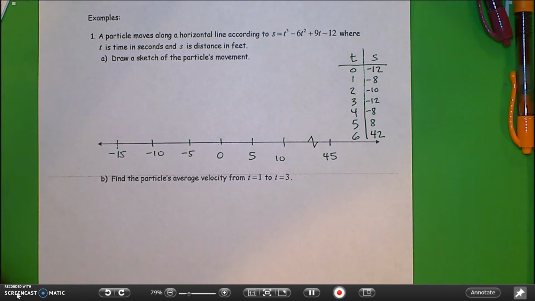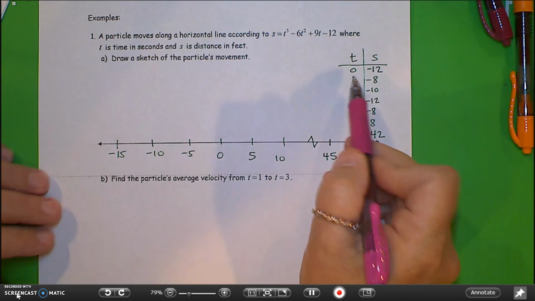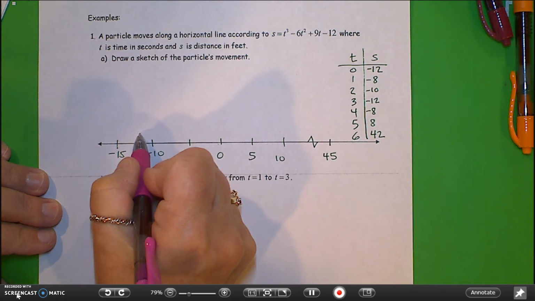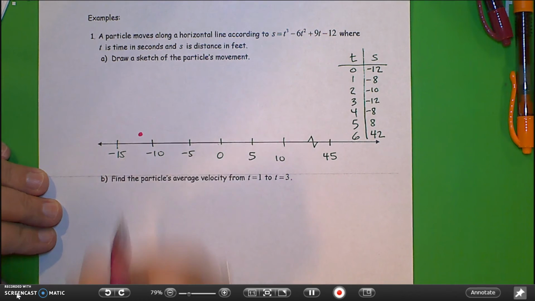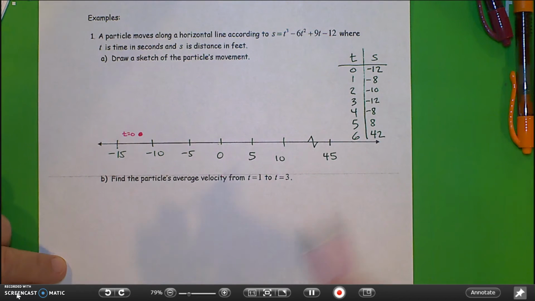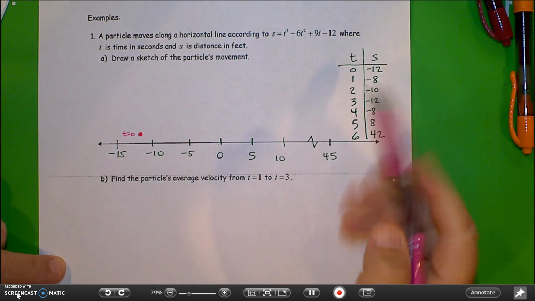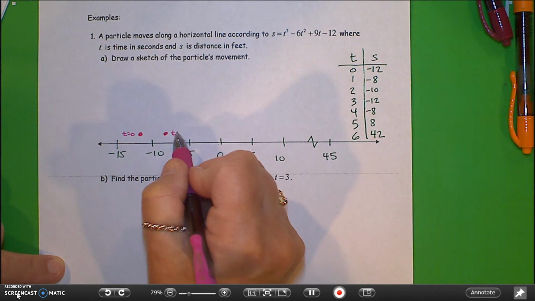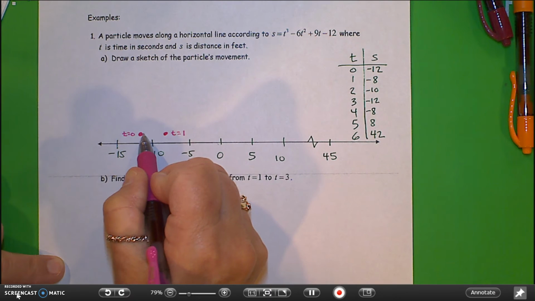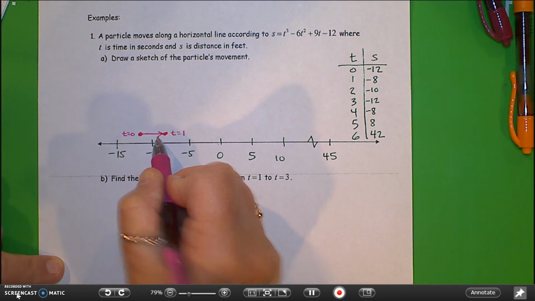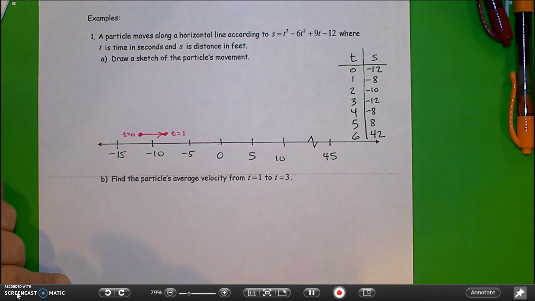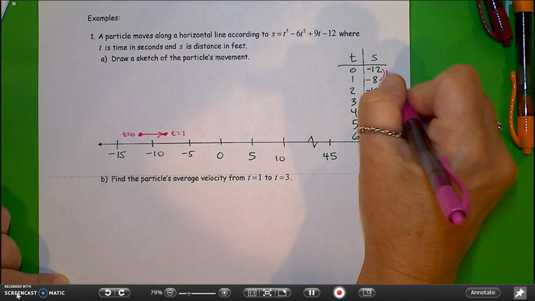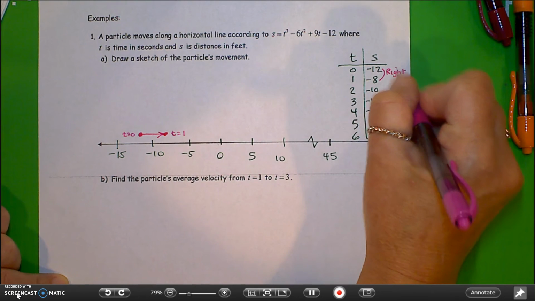Okay. So let's start plotting some points. I'm going to start t equals 0 at negative 12. So I'm just going to show a point for that. I'm actually going to label my points here, t equals 0. Then at 1 second, I will be at negative 8. So the 1 second point in time, I'm going to get over here. So this is t equals 1 second. And basically, for that first second, I traveled to the right 4 units. So I'm just going to note this here. I'm going to go right 4 units.